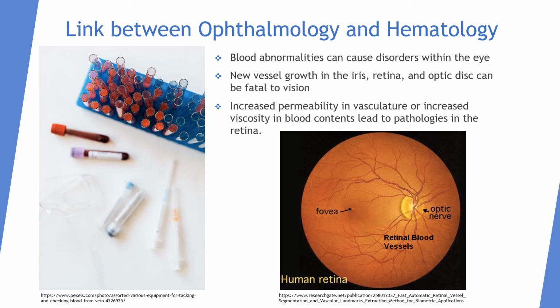Abnormalities within the blood and the vasculature itself can also cause disorders within the eye. New vessel growths can occur in the iris, retina, and the optic disc, and can be fatal to vision. Increased permeability in vasculature or increased viscosity in the blood contents can lead to pathologies in the retina because they're very intricate microvasculature that goes on to feed the different layers of the retina.